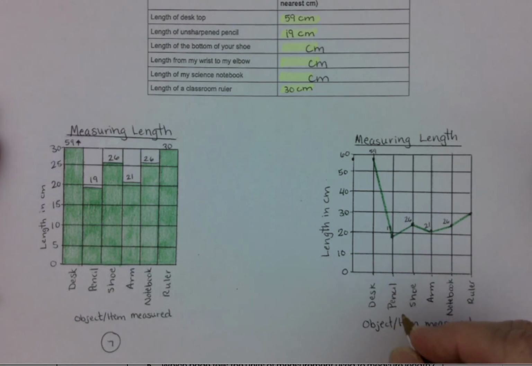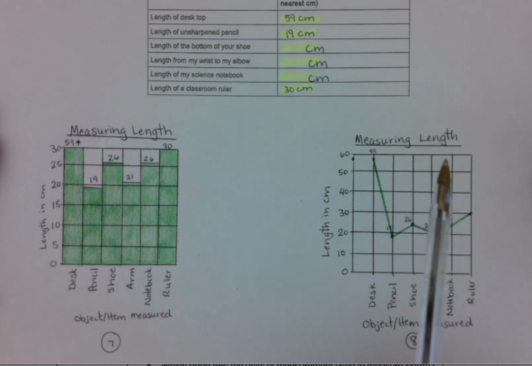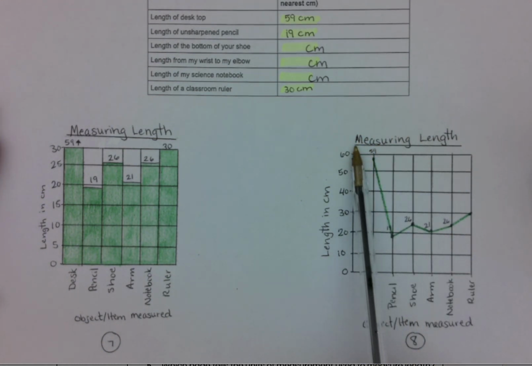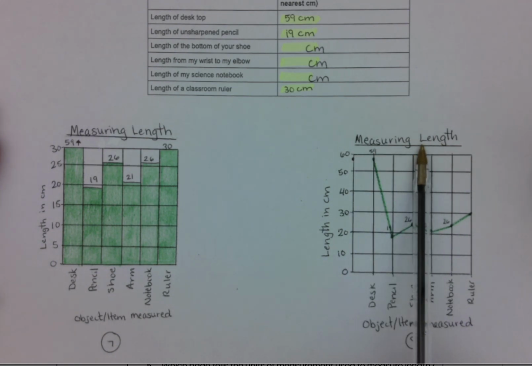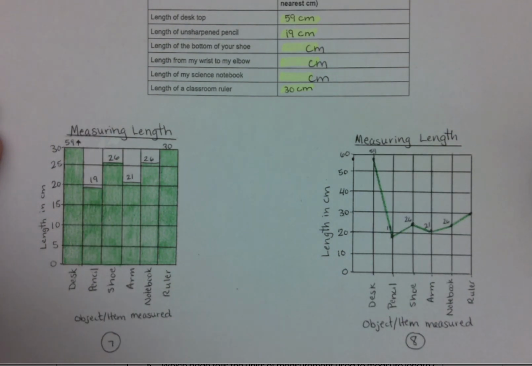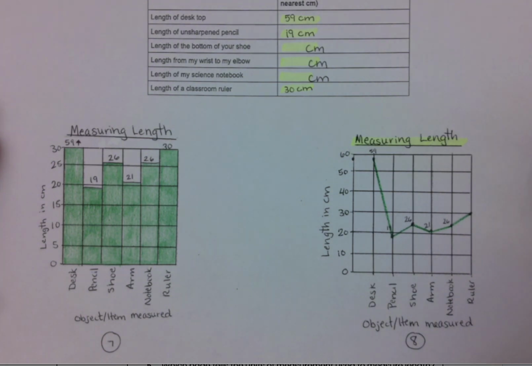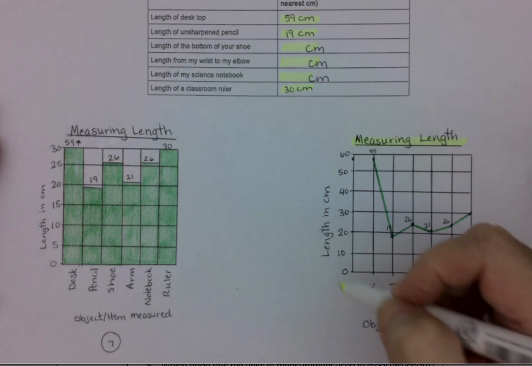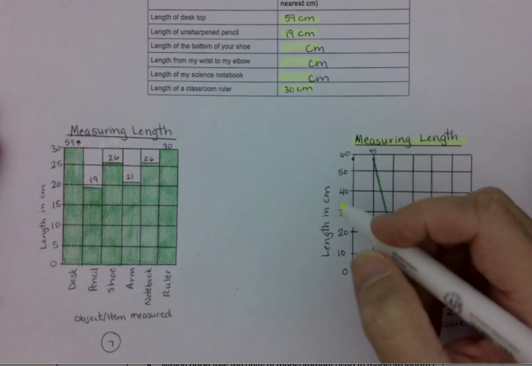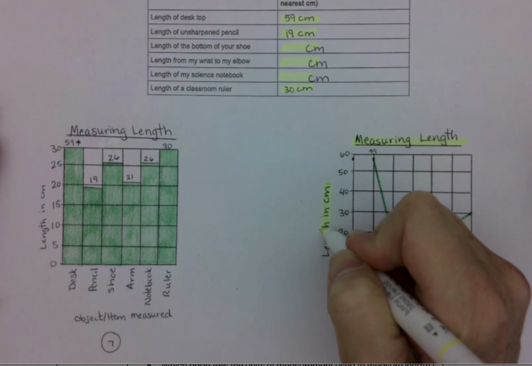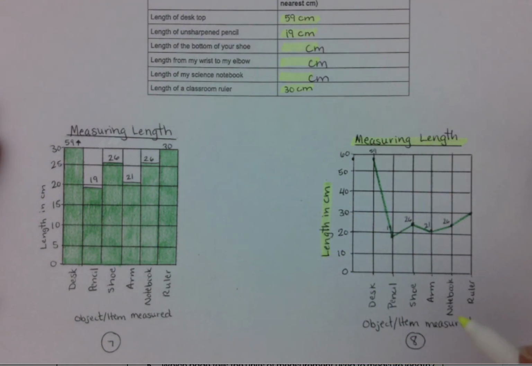On notebook page 8, you should have titled your graph, Measuring Length. Your M should be capitalized, your L should be capitalized, and it should be underlined. Please highlight that. You should have labeled your y-axis, or your vertical axis, length in centimeters. Okay, your x-axis, that's this axis, you should have labeled it object or item measured.